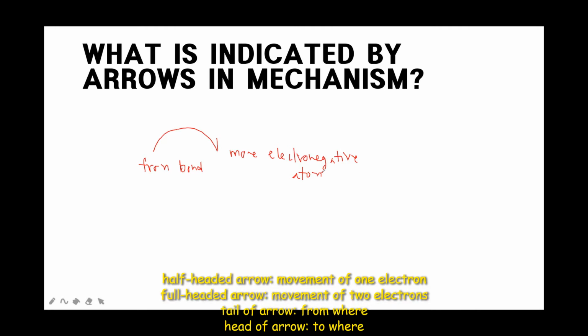So I will show you an example. In this compound, if we have this type of arrow, this arrow shows that the electron comes from the C-Br bond and the electron will go to the Br atom. As we can see here, it is a half-headed arrow, so it only involves the movement of one electron. In this case, for a half-headed arrow, usually it will form a free radical.